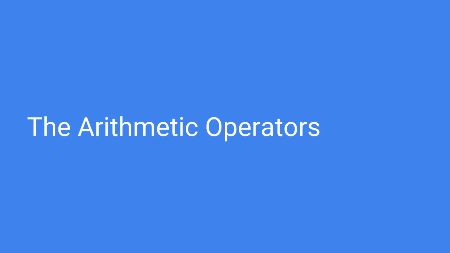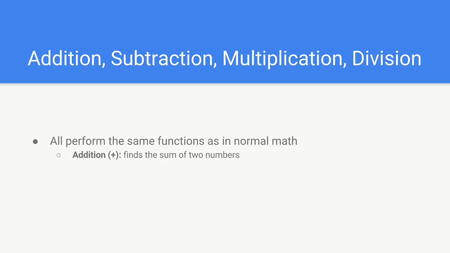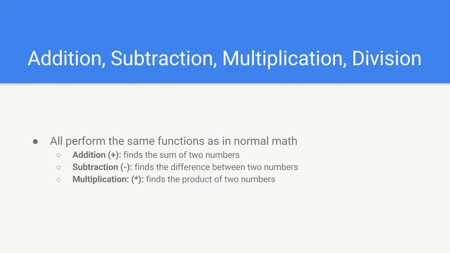Let us first start by just very quickly going over the 5 arithmetic operators we mentioned in C++. The 4 common operators you should be familiar with are your addition, subtraction, multiplication and division. They all perform the same function as in normal math. Addition, represented by a plus, finds the sum of two numbers. Subtraction, represented by a hyphen, finds the difference of two numbers. Multiplication, represented by a star, finds the product of two numbers. And division, represented by a /, calculates how many times one number goes into another. So these are all your basic operators that you should be familiar with.